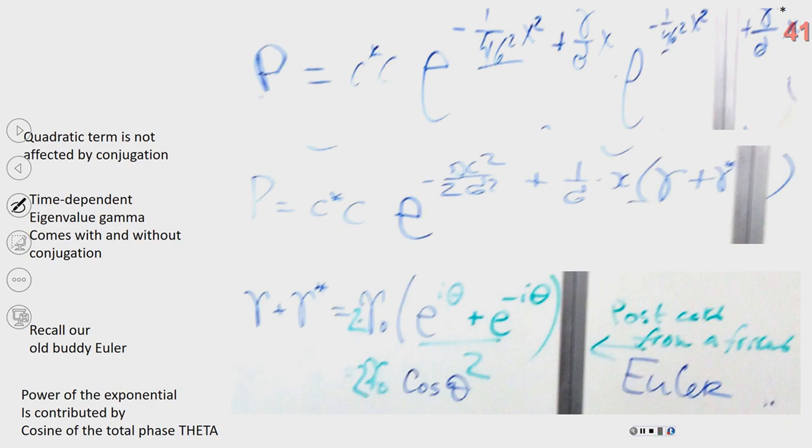So if gamma is gamma naught times e to the power i theta, then gamma star is the same with minus in the exponential, and this combination can be replaced by a cosine theta, where theta is the constant initial phase plus the accumulated phase. Right? So in our expression for probability distribution, we will replace the summation of gamma and gamma star by gamma naught times cosine of theta, of the phase.